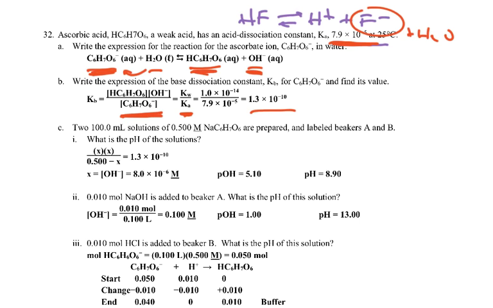Now we're saying we're going to have 200 milliliters of 0.5 molar sodium ascorbate solution, and we want to know what's the pH of the solution. Well, the pH of the solution, that is going to go back and be an ICE box sort of problem.